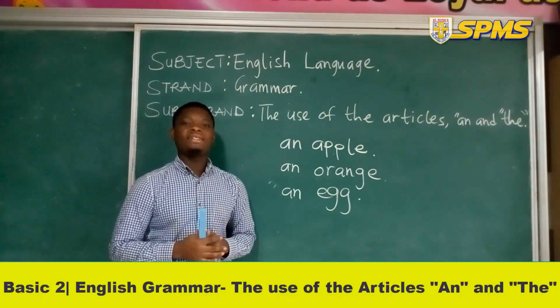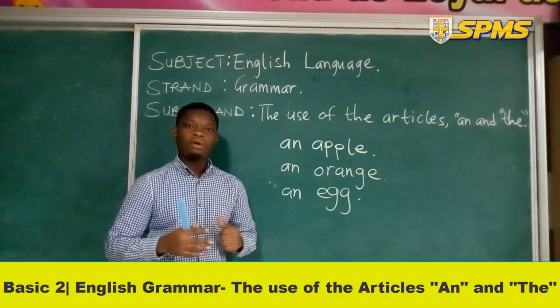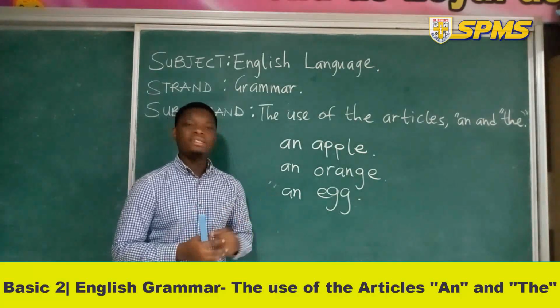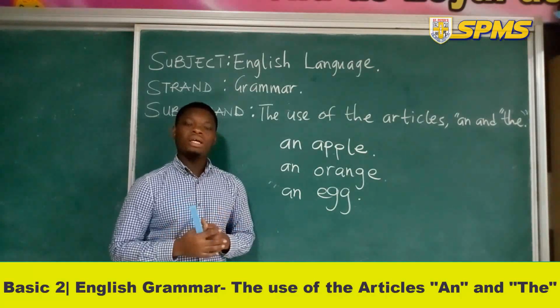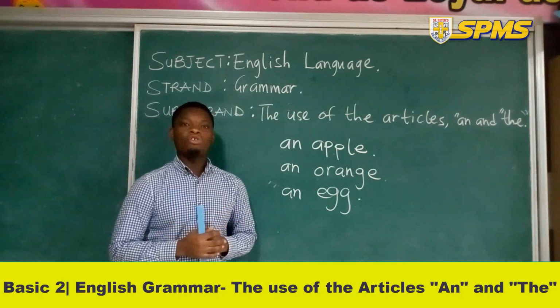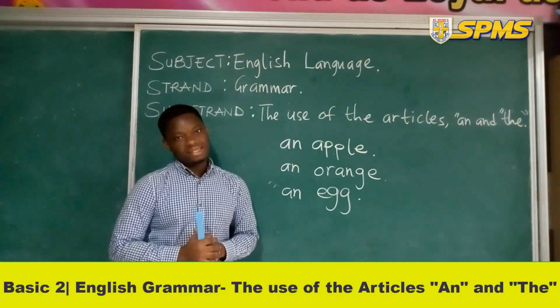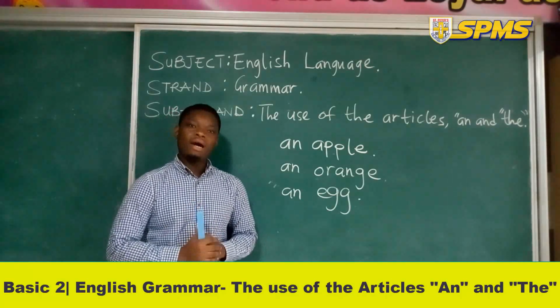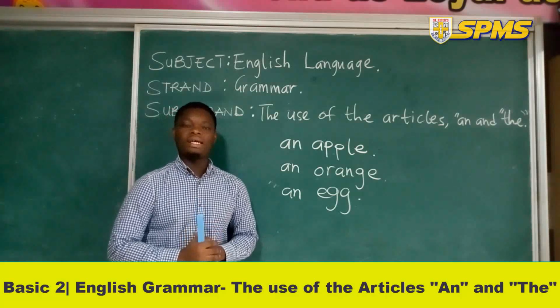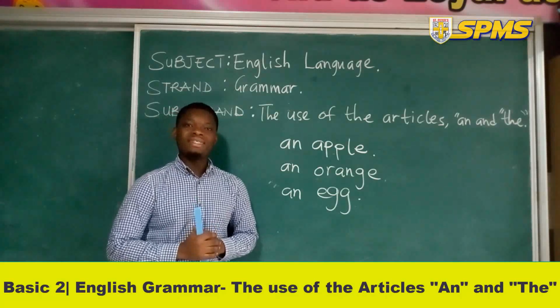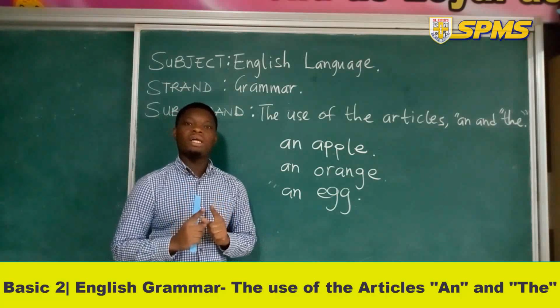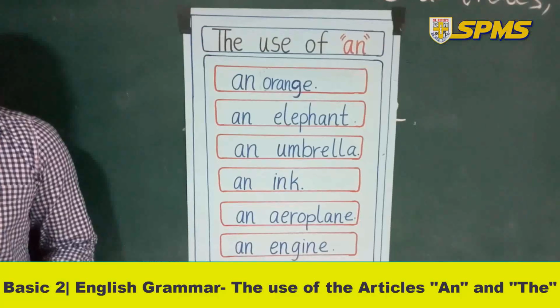We realize that all of them are what? Are vowels, or all the letters that begin these 3 words belong to the category of what? Vowels. So it explains the rule that whenever a noun begins with a vowel letter, we use the article "an" to refer to that particular noun.